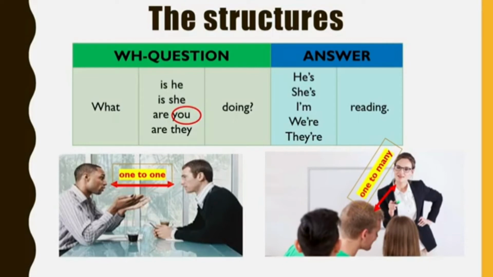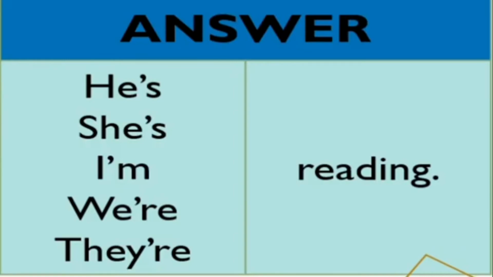So in this situation, the teacher can say, what are you doing? The word you refers to his or her group of students or pupils. So when we answer the question, what are you doing? We normally use I'm reading or we are reading, because we refers to the group of pupils that I mentioned in the second situation, and I'm is used in the situation where a one-to-one conversation happens.